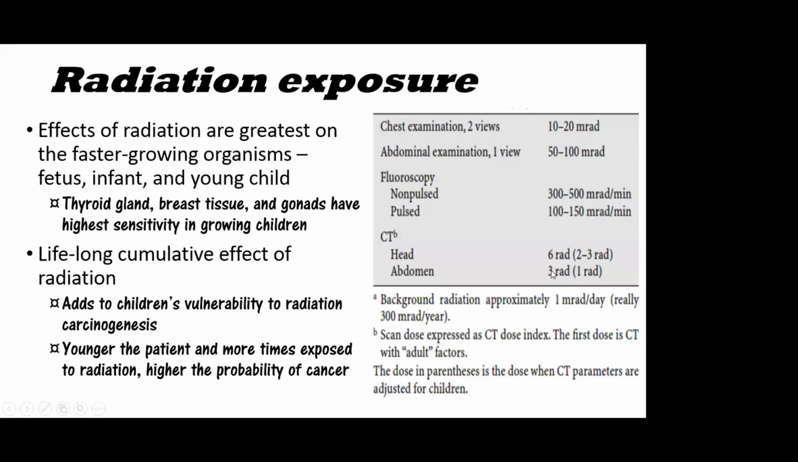If we do CT abdomen, again the same exposure of 3 rads in the adult and approximately 1 rad in the baby, so approximately 3 years' dose has been given to that baby. This kind of scan dose is expressed as CT dose index. Here the first dose mentioned is the adult dose, and this is the pediatric dose, adjusted for children.